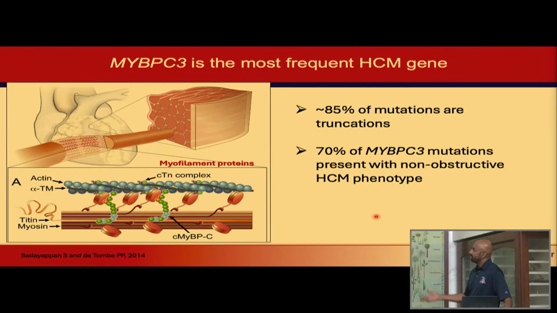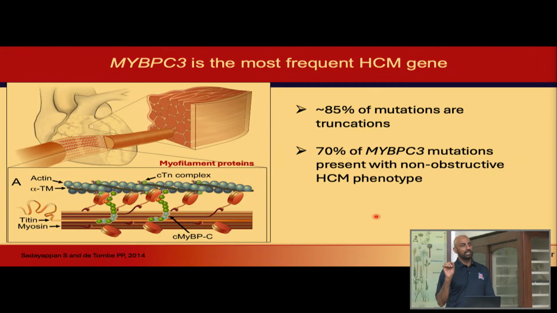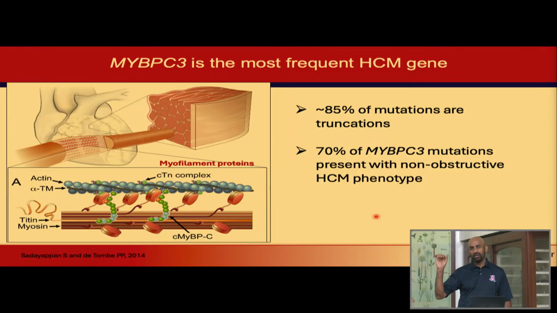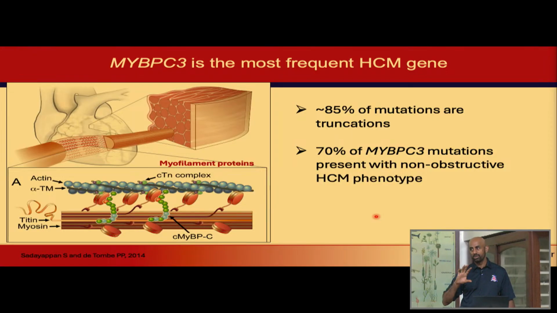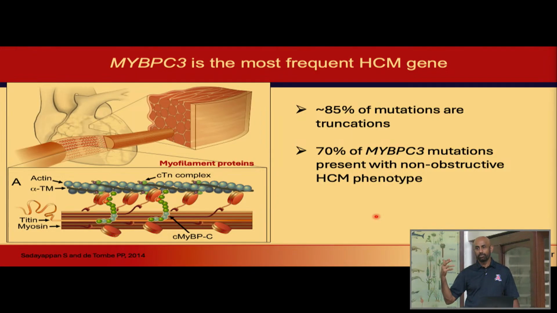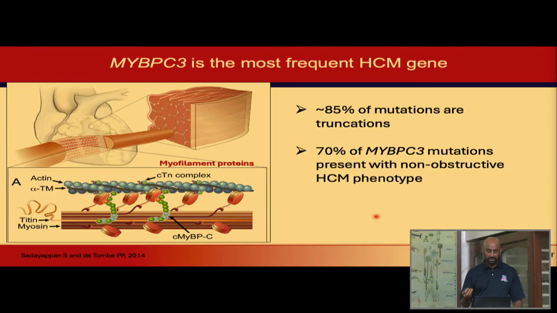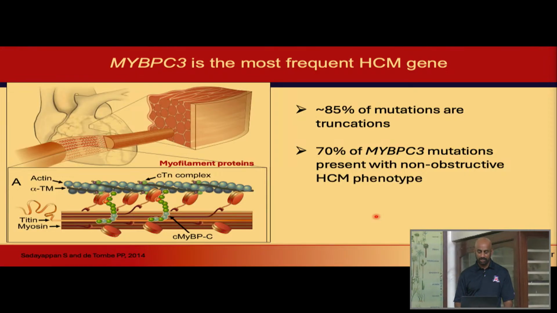So myosin binding protein C, again interestingly, 85% of the mutations in myosin binding protein C are truncations. What does that mean? You have a stop codon in the middle of the gene, so you are not producing the whole entire protein. You are producing only half of the protein, and that could cause the hypertrophic cardiomyopathy disease.